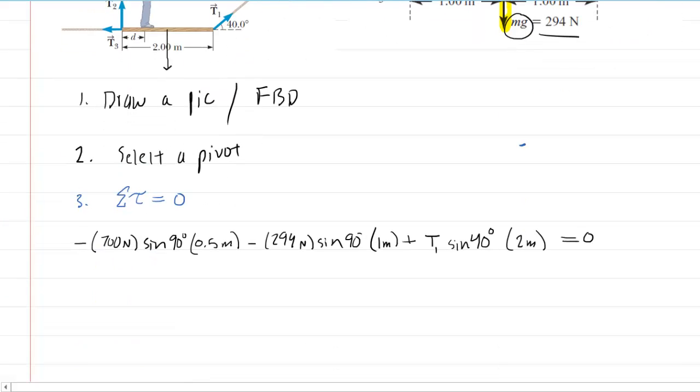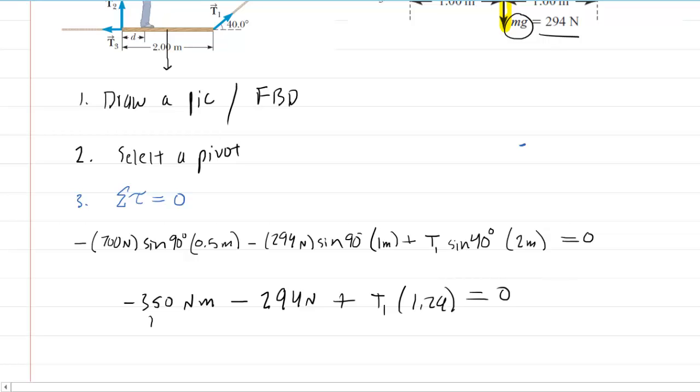We can set this equal to 0. The rest is just algebra. So let's do negative 700 times the sine of 90 times 0.5. That gives us negative 350 Newton meters. Minus, let's do 294 times sine of 90 times 1. That actually will just stay minus 294 newtons. Plus T1 times, let's do sine of 40 degrees times 2. And we'll get 1.29 approximately equals 0.